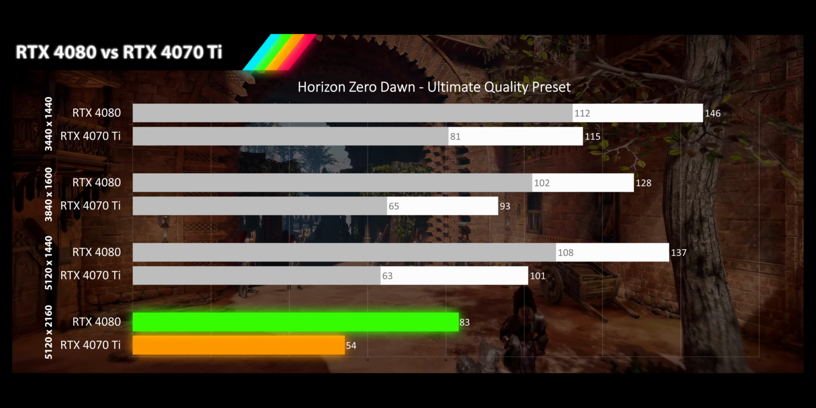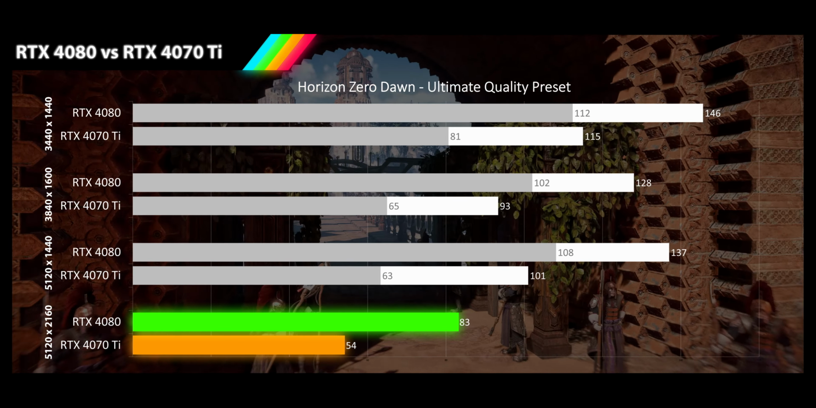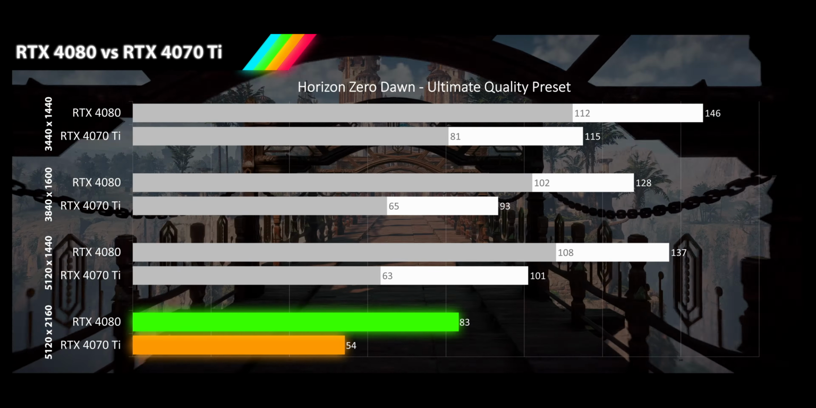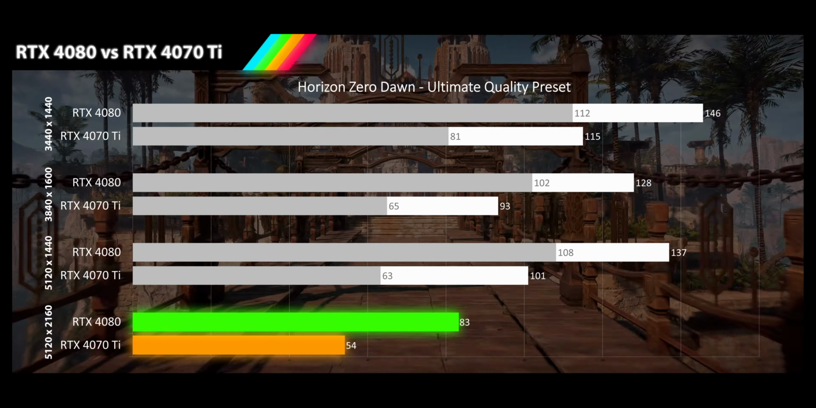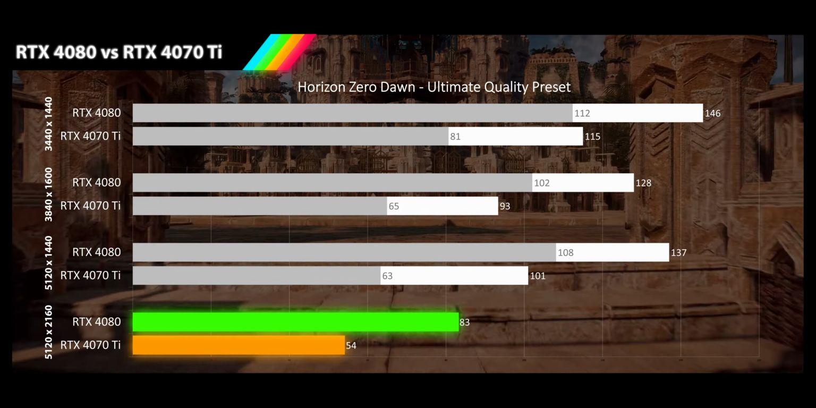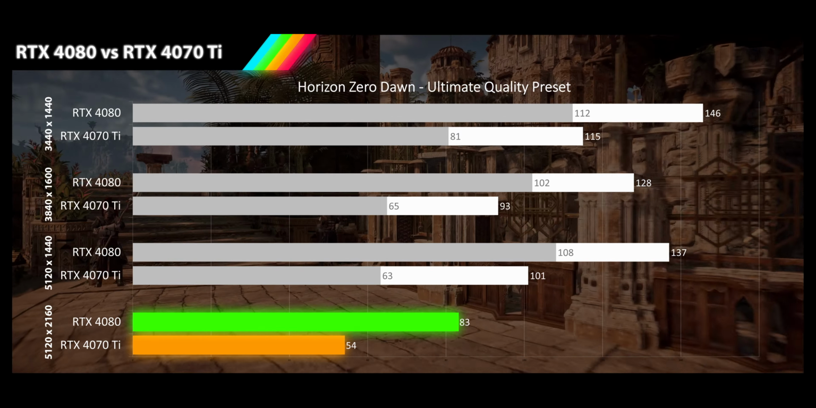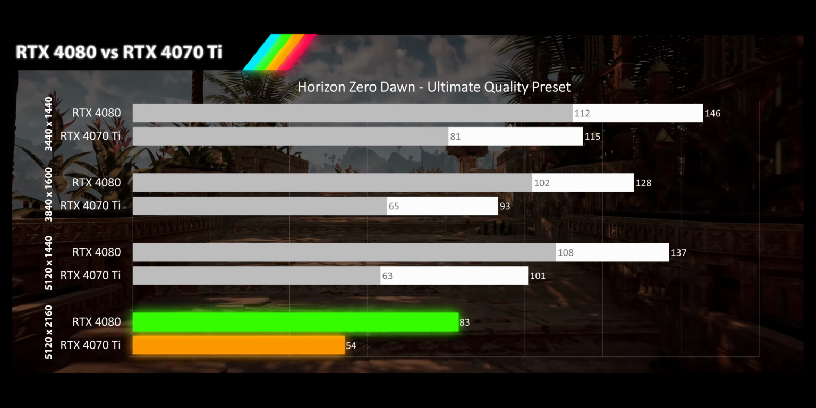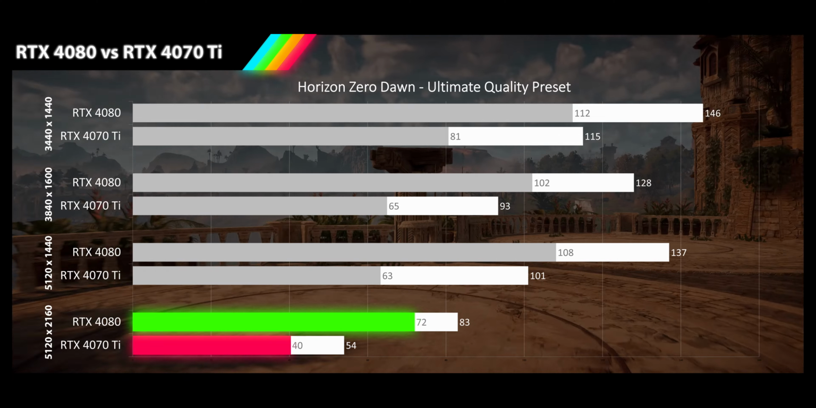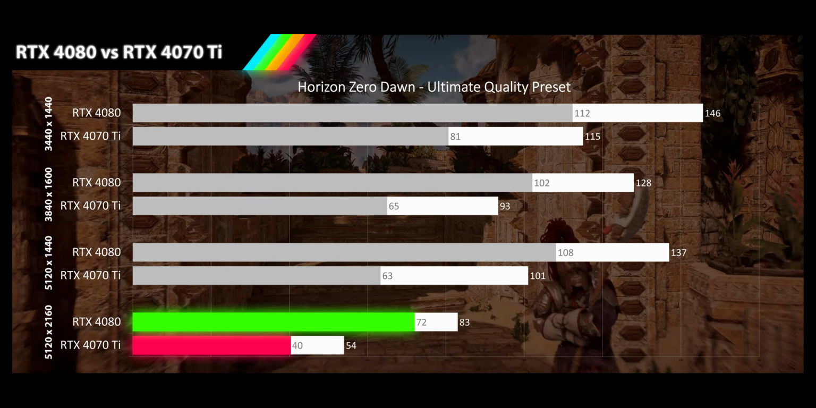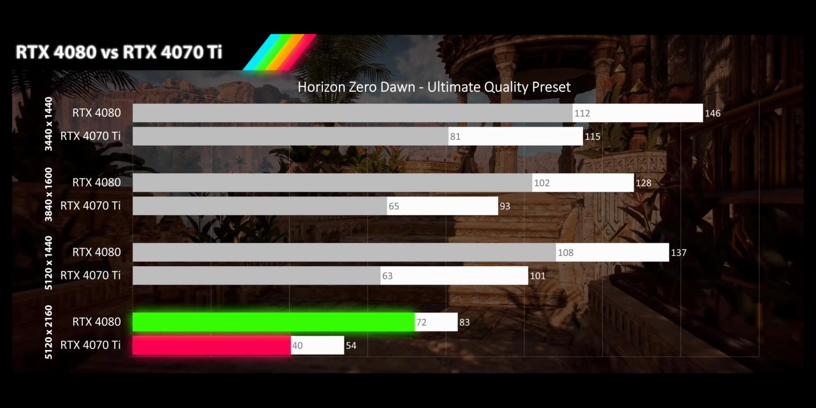Then, at our 4K ultrawide resolution, we see the 4080 pull well ahead in performance as the 4070 Ti's lack of video memory causes its performance to drop, getting only 54 FPS to the 4080's 83 FPS, a 54% deficit. And at the 1% lows, we see the 4080 an even more significant 79% ahead.